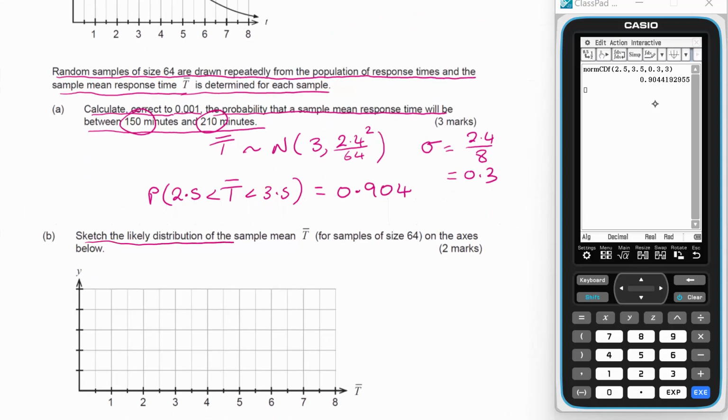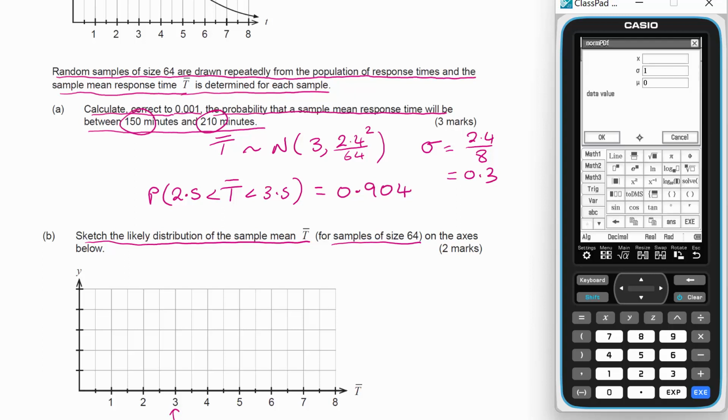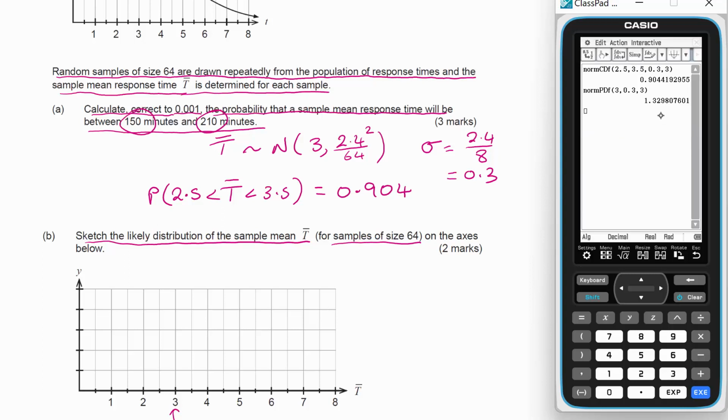Sketch the likely distribution of the sample mean t bar for samples of size 64. Well, we know the mean is going to be at 3. I want to get some sort of accuracy into this, so what I'm going to do is go to normal PDF. That gives me the height of the curve at various points. So if I put in x is 3, this is 0.3, and the mean, of course, is 3. And that gives me 1.33.